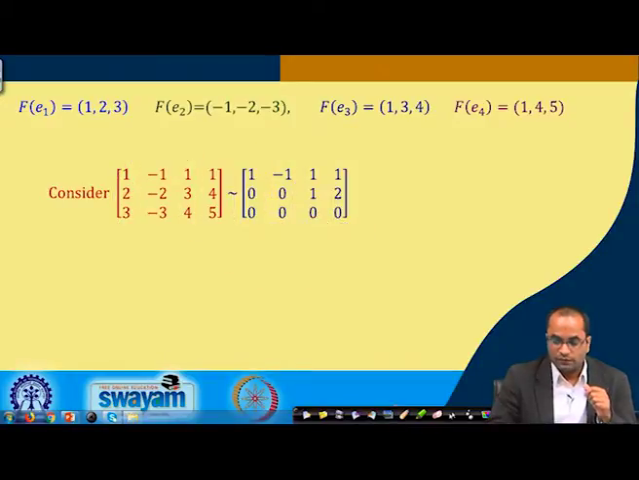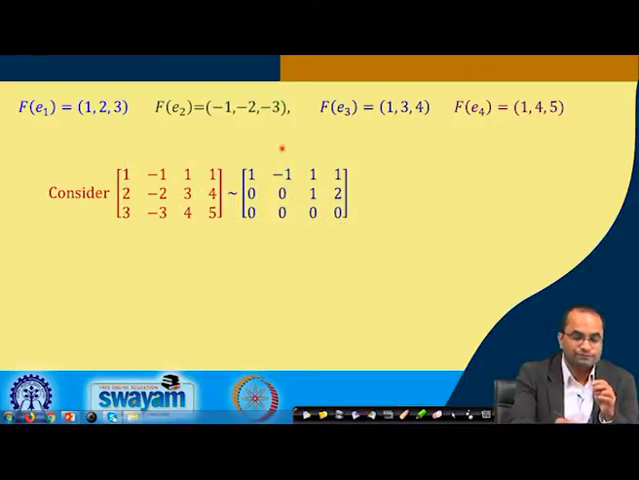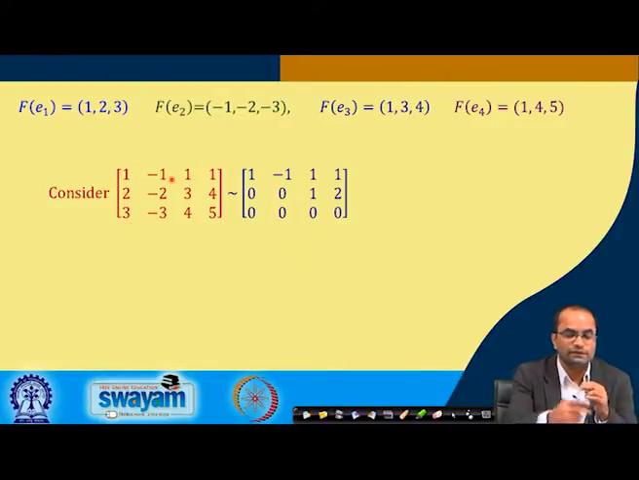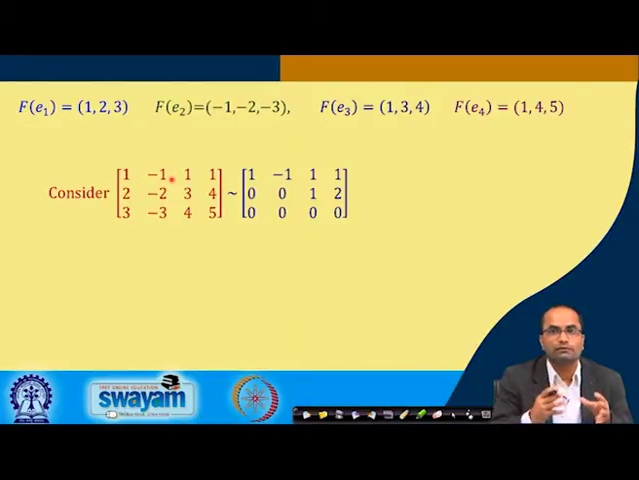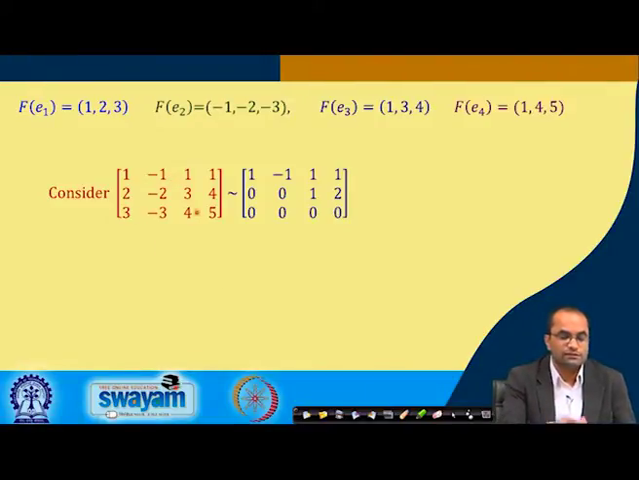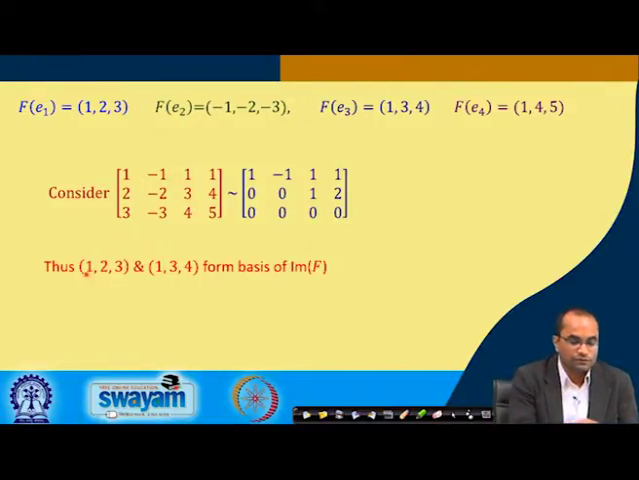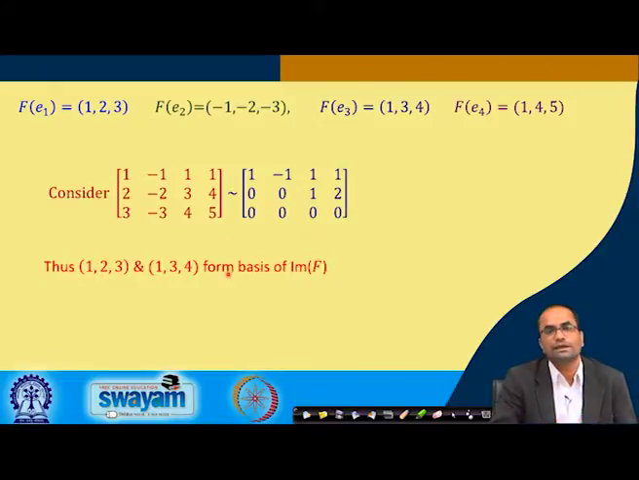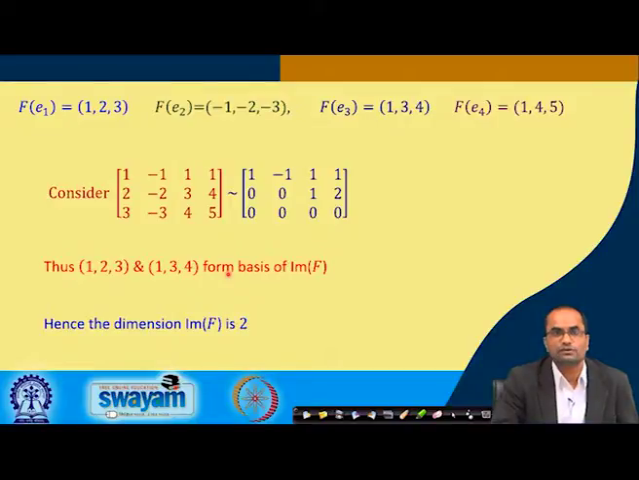So, now with this we can take column number 1 which has the pivot, and we can take column number 3, and they will form the basis. So, the dimension of this image is going to be 2, and the basis is these 2 vectors. So, 1, 2, 3 and 1, 3, 4, these will form the basis of the image f, and the dimension of the image f is 2.